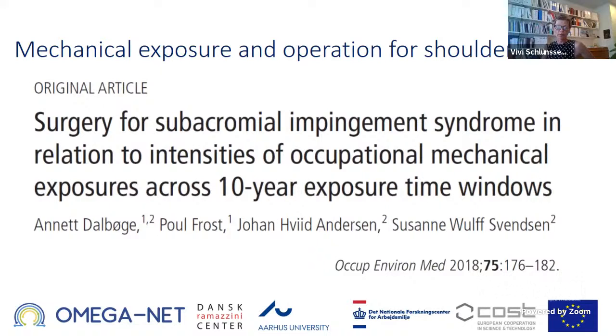The second example is about mechanical exposure and operation for shoulder disorders. This is a nationwide register-based study from Denmark. In this article, they used a job exposure matrix that was expert-based, but calibrated against several hundred technical measurements. By using this job exposure matrix, they investigated the risk for surgery for subacromial impingement syndrome in relation to intensities of different occupational mechanical exposures.